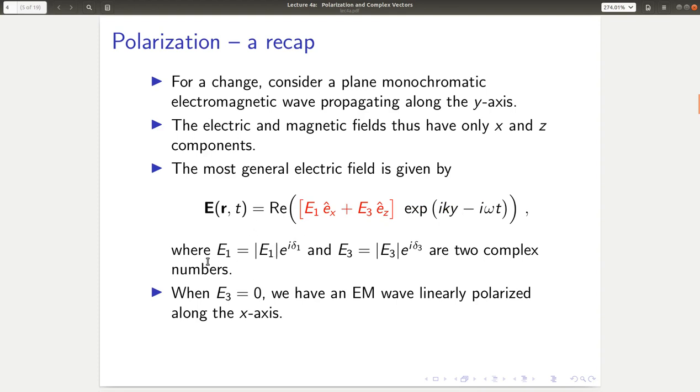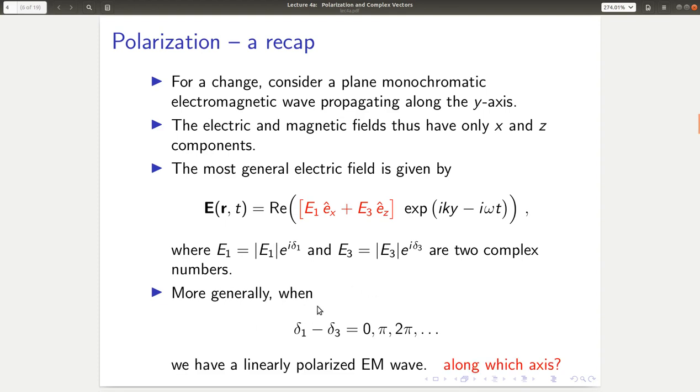Okay, so we also know that we can do the polar decomposition for complex vectors. So E1 is magnitude of E1 times e to the power i delta 1, and E3 equals magnitude of E3 times e to the power i delta 3. So these are complex numbers. So again, if E3 were 0, we have an EM wave linearly polarized along the x-axis. By that we mean that if you pick a point in space and ask how the tip of the E vector changes, it will move along a line which is along the x-axis.